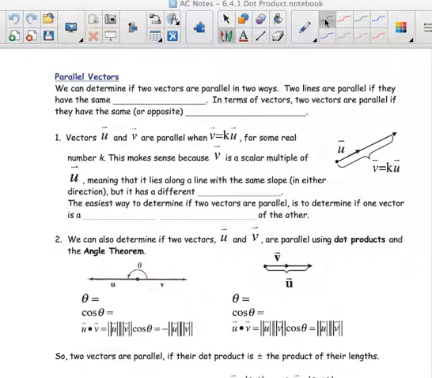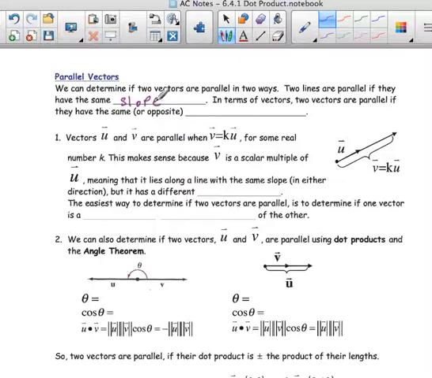We know that two lines are parallel if they have the same slope. So I'm going to fill that in up here. If they have the same slope, the lines are parallel. In terms of vectors, two vectors are parallel if they have the same or opposite direction.